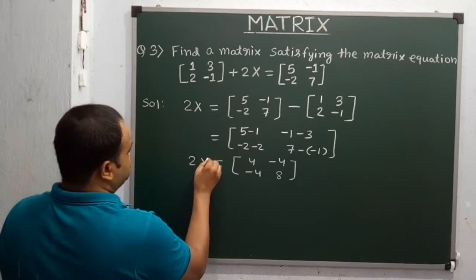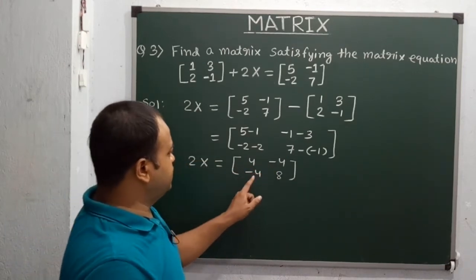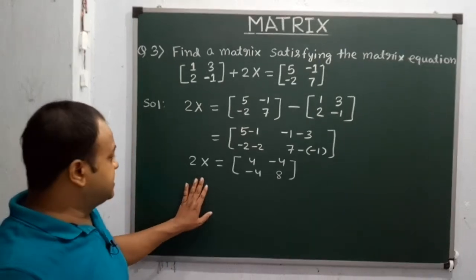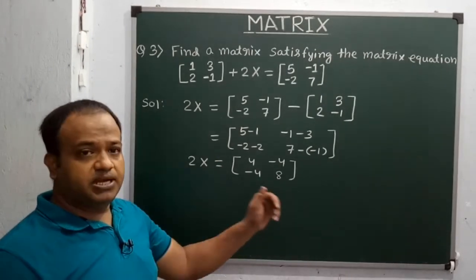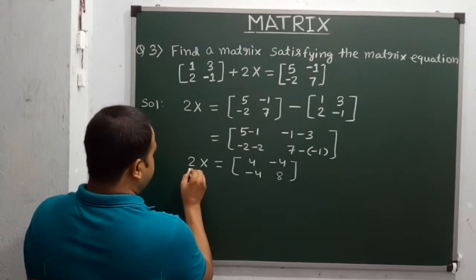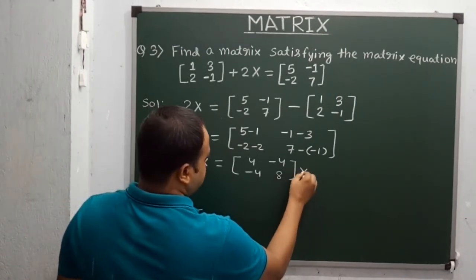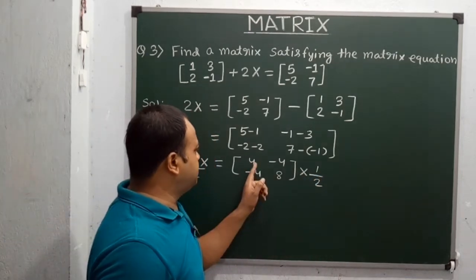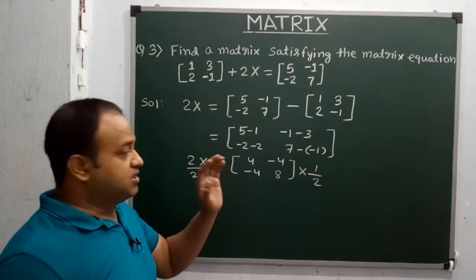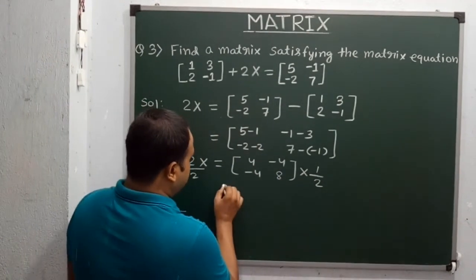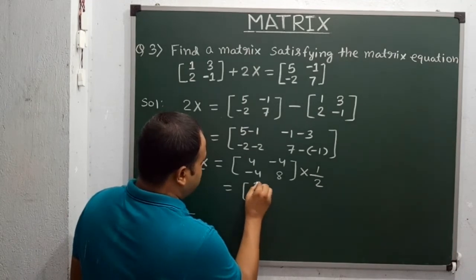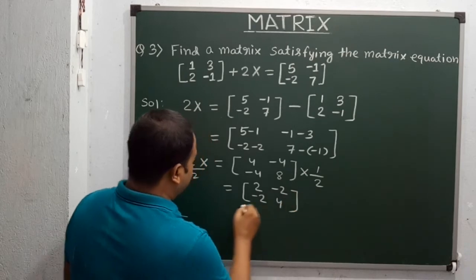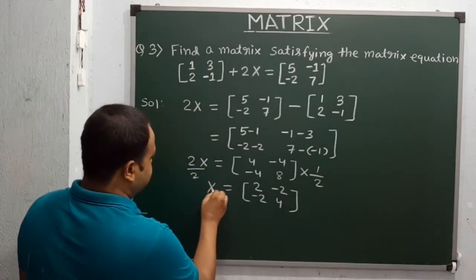So we have got 2x equals 4, minus 4, minus 4 and 8. Now if I have to find x, we need to divide both sides by 2. If I divide here by 2, and on this side I multiply by half, then what will happen? Half will be multiplied to each of the elements. We are getting 2, minus 2, minus 2, 4. So this is our matrix X.